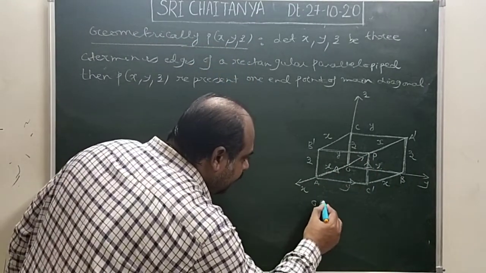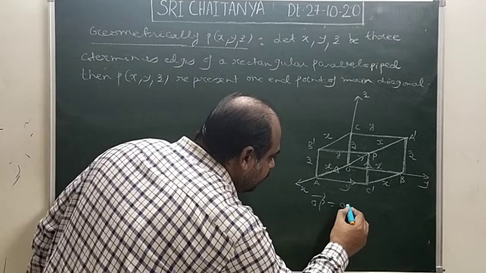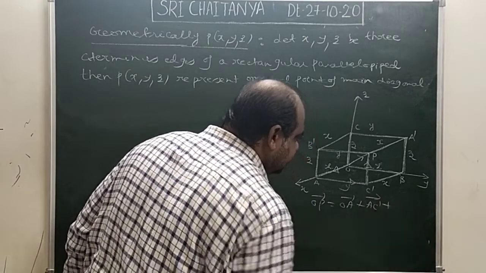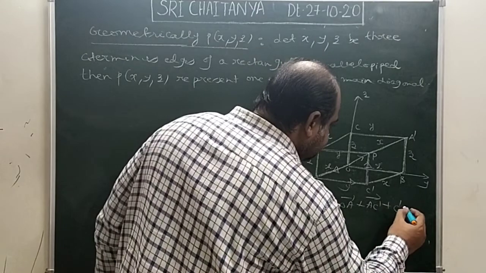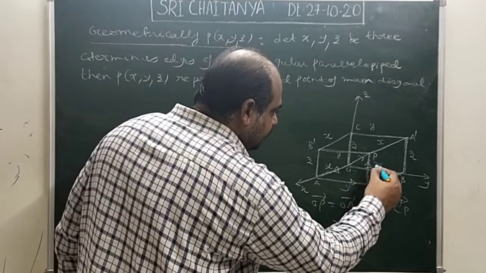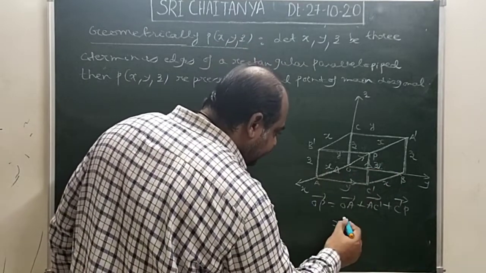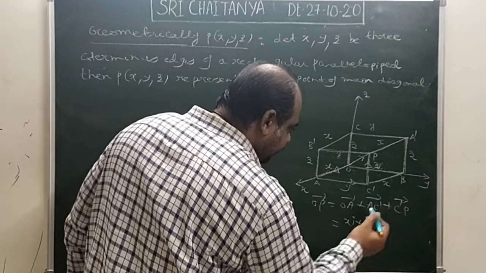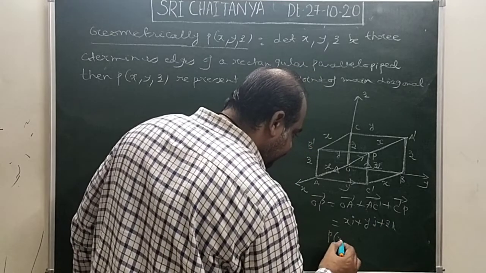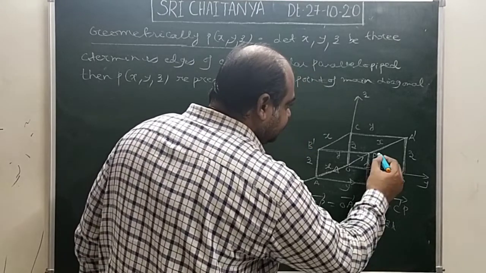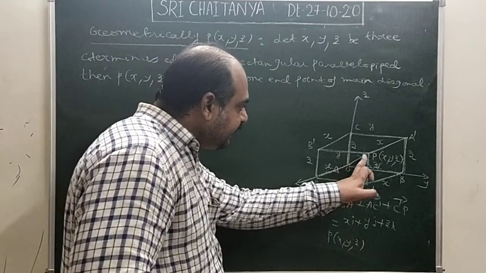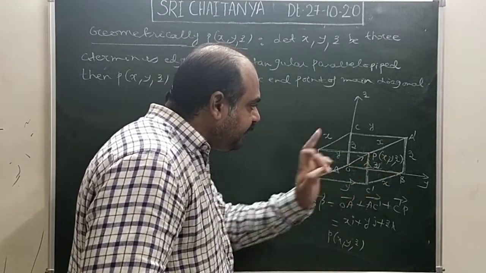That means OP bar is nothing but OA bar plus AC dash bar plus C dash P bar. That means this is Z. That means OA bar is what? X into the unit vector along the x-axis, Y into AC dash is what? Y into J, plus Z into K. That means point P is nothing but X, Y, Z. That means main diagonal OP is there. That end point P represents X, Y, Z.